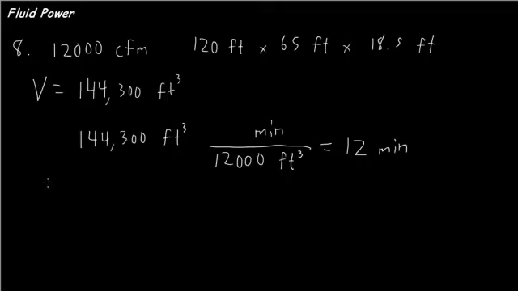So the next question is, how many air changes per hour? To do that, I can figure out basically how many of these time periods happen in 1 hour. And there are 60 minutes in an hour. Therefore, I have 5 air changes per hour.